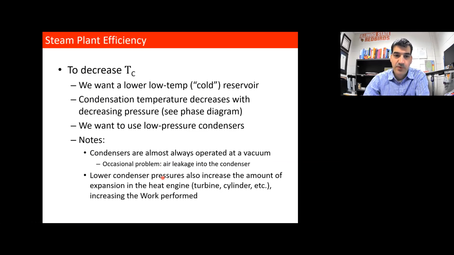And then this second bullet point is also true. It's another secondary reason why we want to decrease the pressure in the condenser. Because if we decrease the pressure in the condenser, that gives the steam more room to expand and do more work. As it's expanding, you know, it's moving and it's doing work. So another reason for this is to give the steam more room to expand and do more work. But again, that's a secondary reason.